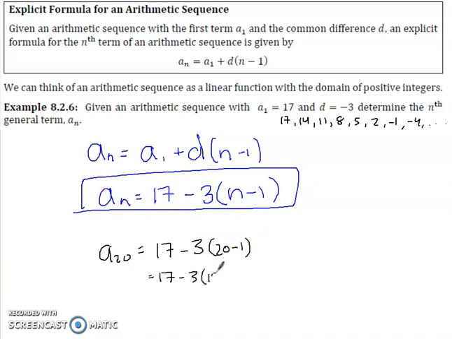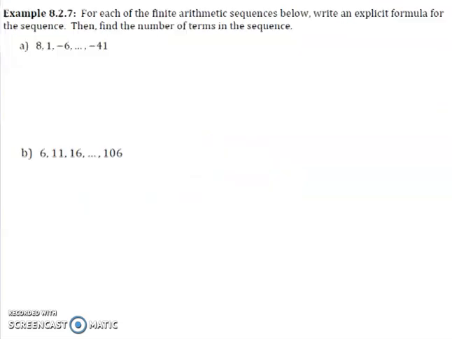So 17 minus 3 times 19, and simplifying, we could find that value much more quickly and simply than we would had we been listing out all of those values. So our explicit formula helps us to identify the nth value in our list of our arithmetic sequence. All right, your turn. Go ahead and pause the video and try example 827 on your own.